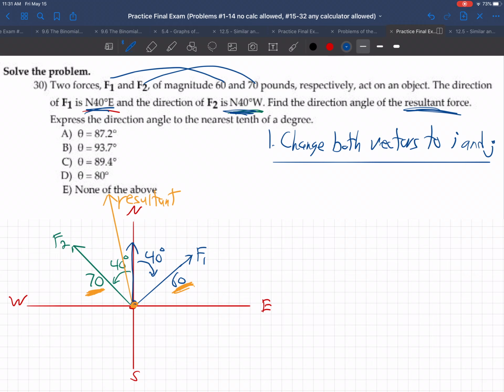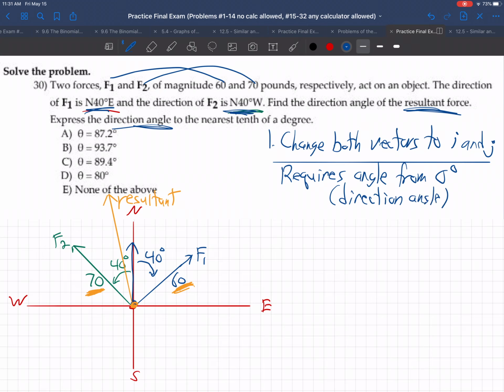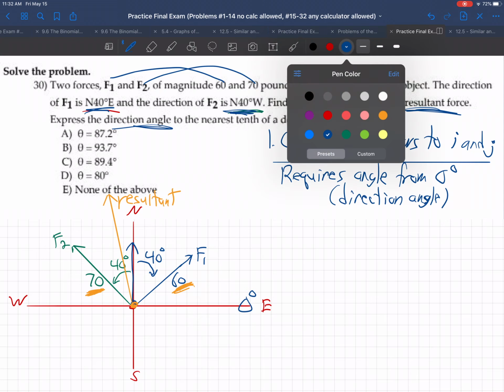Let's take the first one. Well, how do we do it? That requires the angle from 0 degrees, called the direction. It's the same word they're using here, the direction angle. In other words, we've been given the 40-degree angle right there, but that's not from 0. Here's 0 degrees, right? So what's the angle from 0 degrees? That's what we have to figure out.